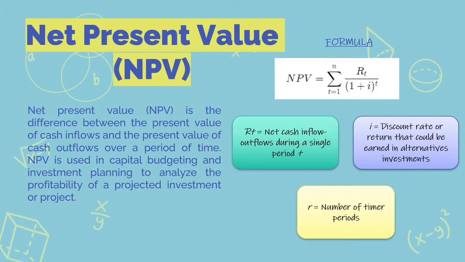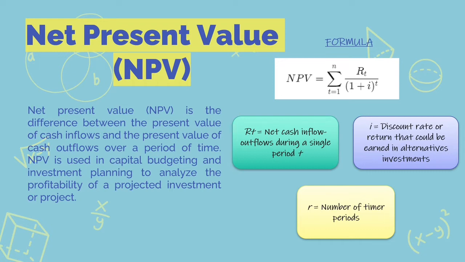And next, we move on to net present value. So what is the net present value? Net present value is the difference between the present value of cash inflows and the present value of cash outflows over a period of time. It is used in capital budgeting and investment planning to analyze the profitability of a projected investment or project. So net present value is the result of calculations used to find today's value of a future stream of payments. On the right, you can see the formula.